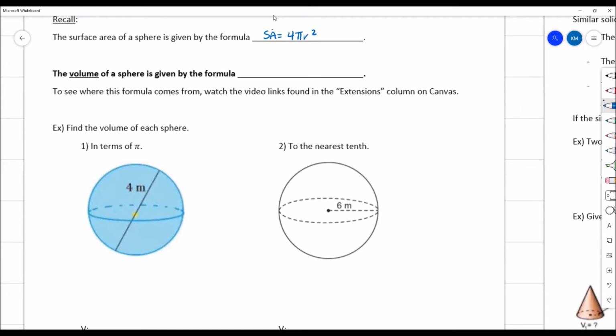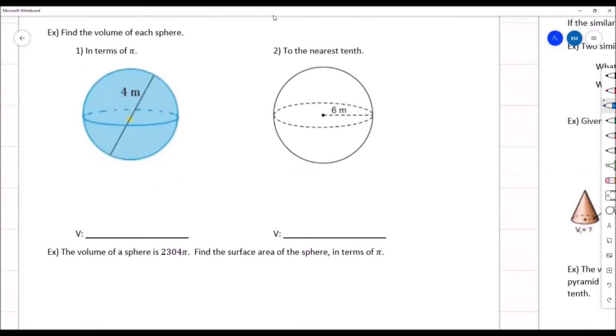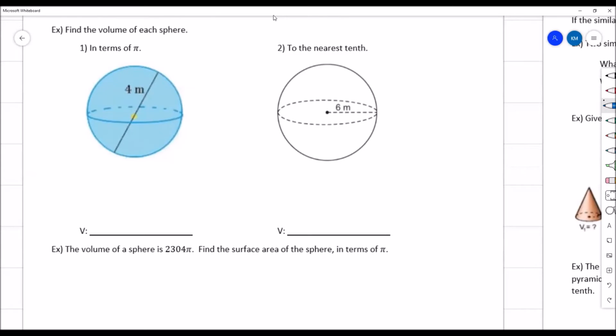The volume of a sphere is given by the formula volume equals 4/3 pi r cubed. Okay, and I'll have a video in the extensions column or the extra resource column on the agenda if you want to know where that formula comes from. Okay, so let's use that to find volume of some of these spheres here.